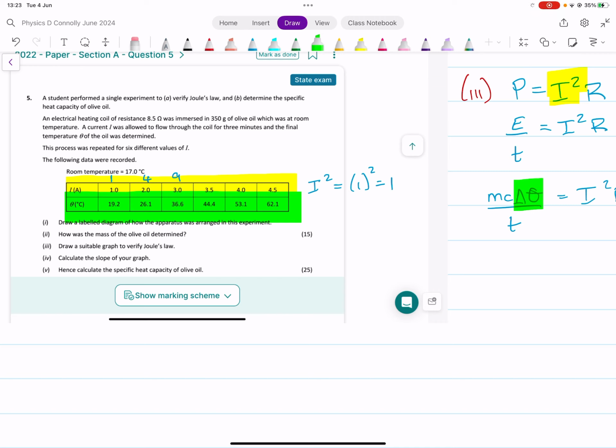Sorry, my highlighters are very thick. So it says up here that room temperature is 17. So we don't want the temperature, we want the change in temperature. So it's going to be 19.2 minus 17, so 2.2. 26.1 minus 17, what's that? 9.1, etc. Yeah, so you're going to have to do each of the numbers in the list minus 17. That's what you plot in your graph.